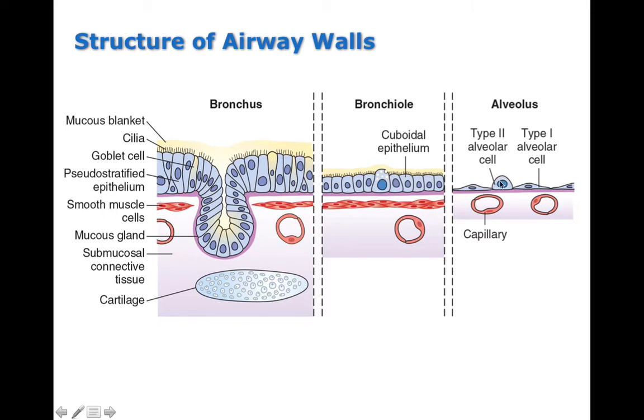Now, we also have type 2 cells here, and if you look closely, you can see little secretory granules, because the function of these type 2 cells is to secrete surfactant, which maintains the patency or openness of your alveoli by reducing the surface tension of water. So it makes the water and mucus of your alveoli less sticky, so that way the walls of the alveoli don't collapse and stick together.